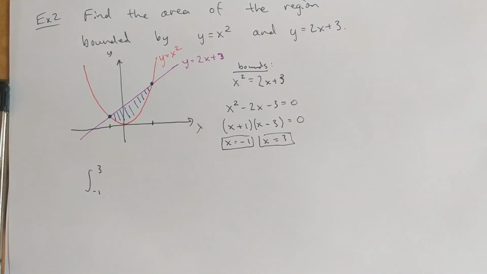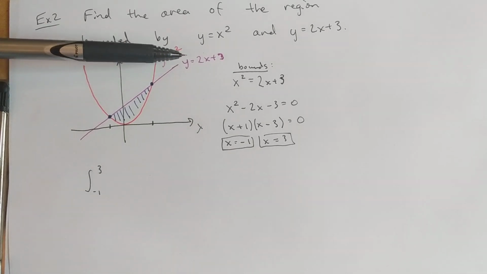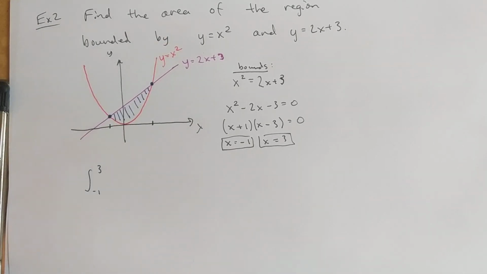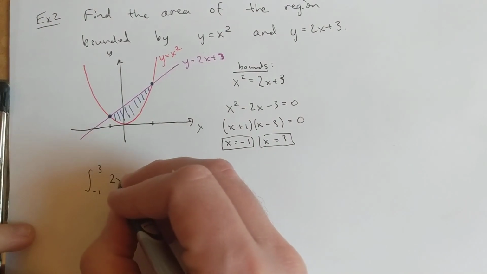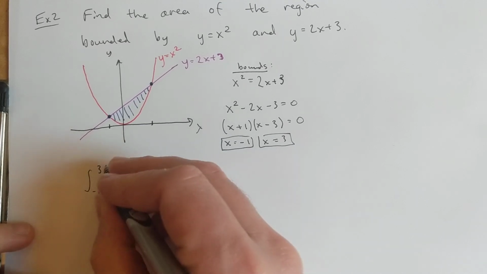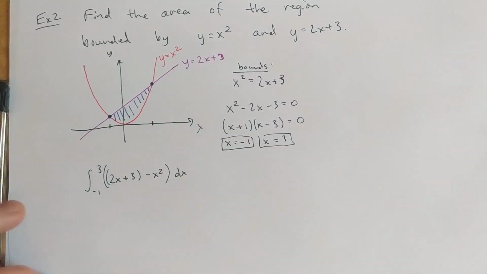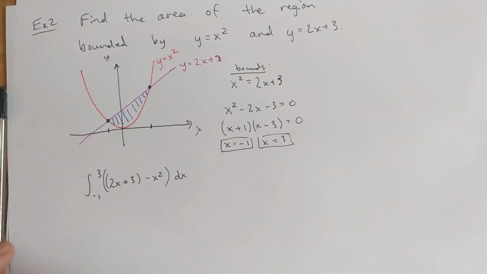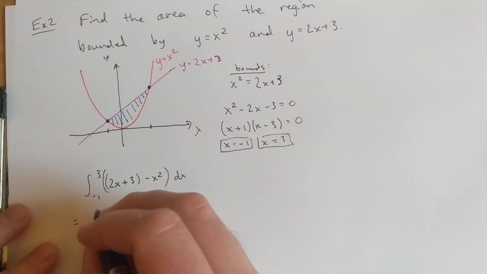And then the only thing I need to put in now is, we have to subtract the functions in the correct order. And so we're going to look here and see that the ceiling of this is played by 2x plus 3 and the floor is played by x squared. And so 2x plus 3 minus x squared is the integral we want to take. If you get these in the wrong order, it's no big deal. You'll just get a negative of the correct answer. So if you're getting a negative answer, it's probably because of that.